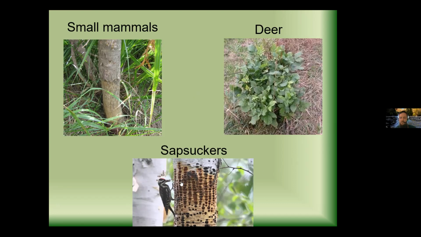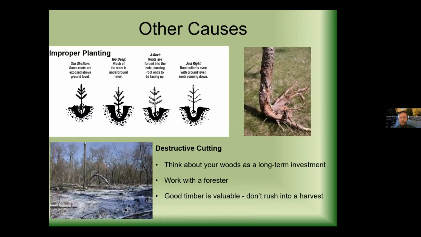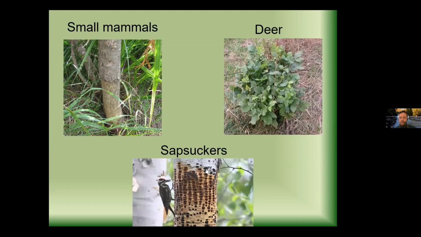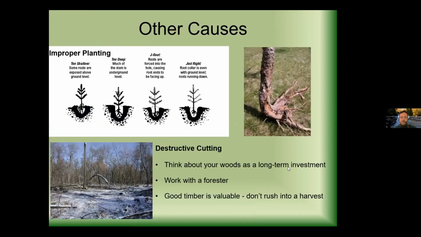And then you've got the sapsuckers, a pretty common bird up here. We actually see them if you're lucky enough to have any hemlocks. You'll see whole rows of these back and forth on there. That doesn't seem to bother the hemlock, but it has clearly been an issue for this birch here.